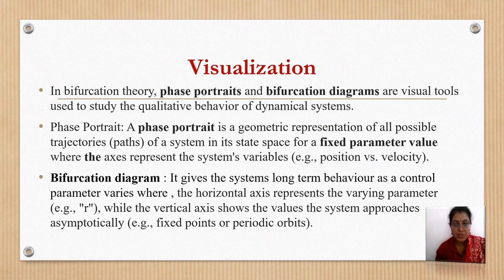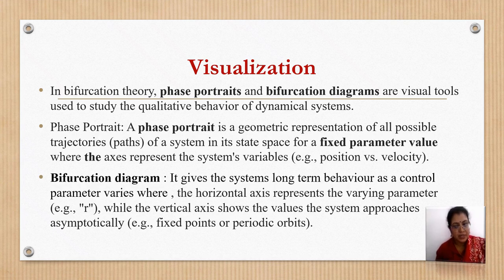So how do we visualize this bifurcation? It is done with the help of two visual tools. One is the phase portrait, which is nothing but a geometric representation of all possible trajectories, the flows of the system. That is, you plot the velocity with respect to the position, x dot with respect to x. So x dot on the y-axis and x on the horizontal x-axis. You get a phase portrait.